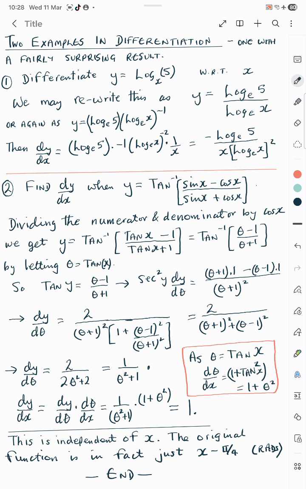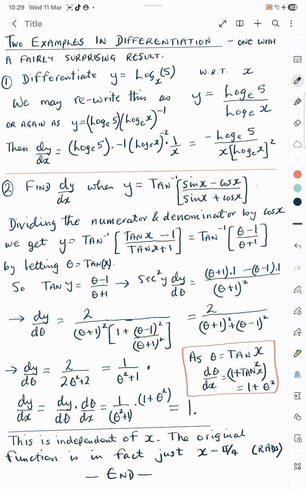Now, we want to find dy/dx. So we're going to use the chain rule here. dy/dx equals dy/d theta times d theta/dx. Well, dy/d theta we've already found as 1 over (theta squared plus 1). And we want to find what d theta/dx is. Well, theta is tan of x, so d theta/dx is 1 plus tan squared x, which of course then is just 1 plus theta squared. So we have 1 over (1 plus theta squared) times (1 plus theta squared), which of course is just 1.